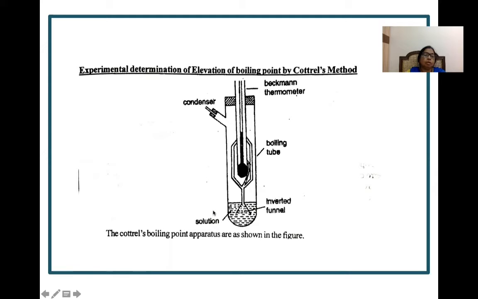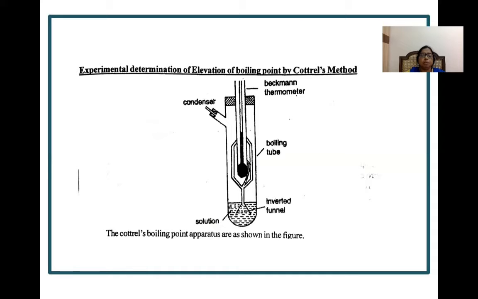It consists of a boiling tube containing solvent. This is the solvent or solution, and an inverted funnel with a narrow stem. The solvent is placed in the boiling tube. It is heated very slowly. The temperature soon becomes constant, indicating the boiling point of the solvent.